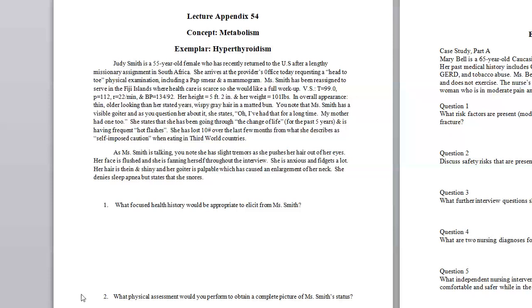So, what focused health history would be appropriate to elicit from Ms. Smith? And I think you're all thinking what I'm thinking, that she does have hyperthyroidism just by her picture-perfect manifestations of this problem with her thyroid. I would want to definitely know what country she has been in and what diseases are prevalent in that country. Has she received any type of immunizations, or did she have any illnesses while she was there? Any important health history from before she went to Africa would be very helpful.